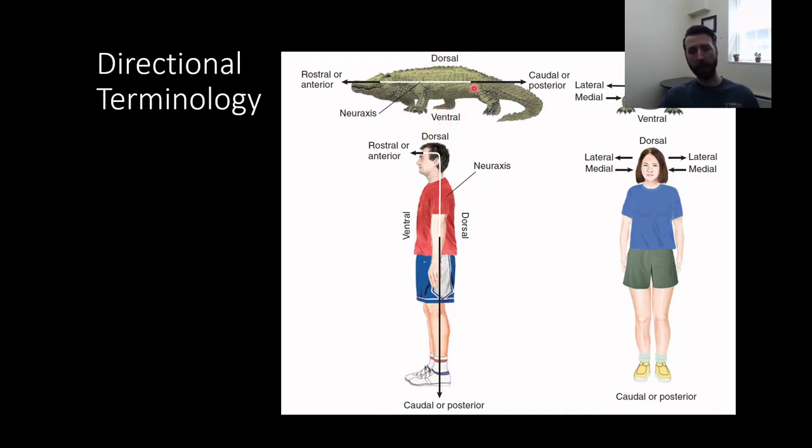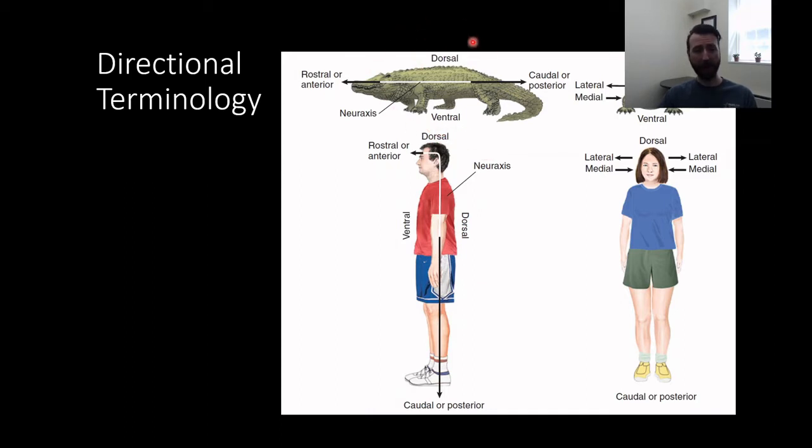Notice that these are with respect to the neuraxis, which varies based on what sort of animal we're talking about, right? Like a quadrupedal animal like this alligator here, his neuraxis is going to look different compared to a bipedal animal like us, because our neuraxis curves here. So just something to pay attention to.